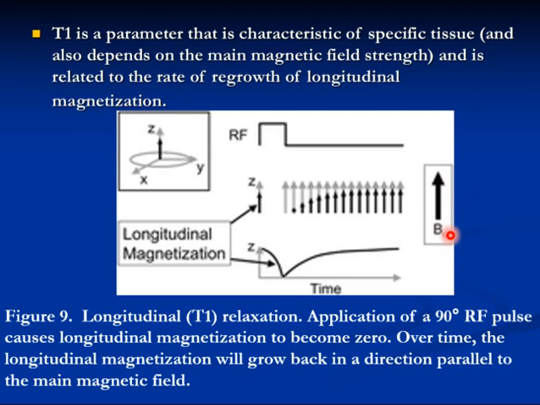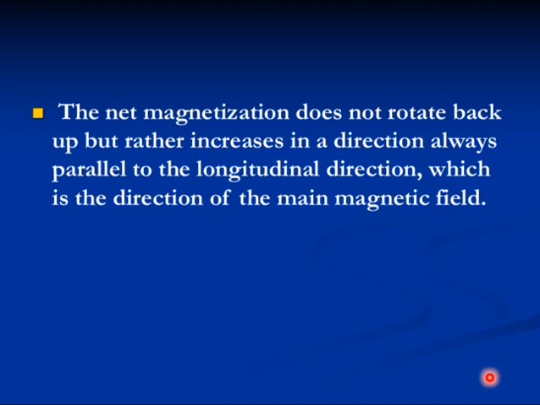Easy. Good. Now, the net magnetization does not rotate back, but rather increases. I mean, it is not like tick-tick. No, it will increase gradually. First one starts talking here. Not all of them start talking at the same time. So when 63%, this is the T1.